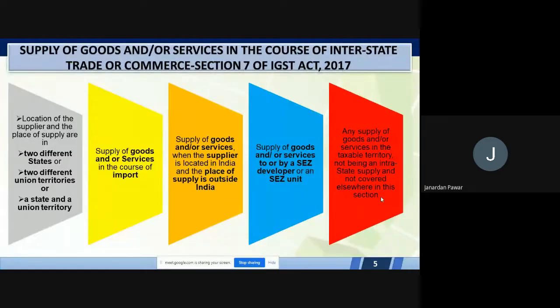So whenever we make a transaction with an SEZ developer or SEZ unit, it will be treated as an interstate transaction. Though it is in our country, doesn't matter. If the SEZ is located in our country, no doubt. For example, a supplier in Pune is supplying goods to an SEZ which is in Pune itself. It is also called an interstate transaction, remember.